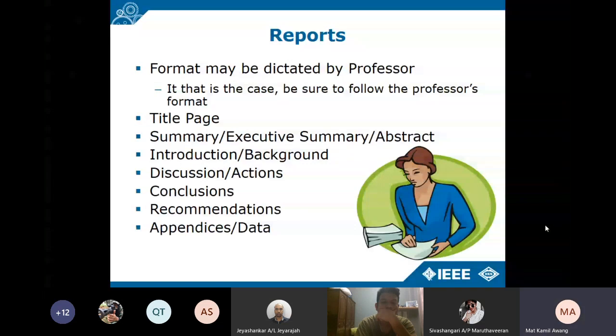So what kind of reports? What is the format? Normally the report format is dictated by your lecturer. They will ask you, okay, you need to have a title page, summary, abstract, introduction, discussion, conclusion, recommendation, and also appendix. Normally the format is given by your professor when you write reports. Right? So you are familiar with this.